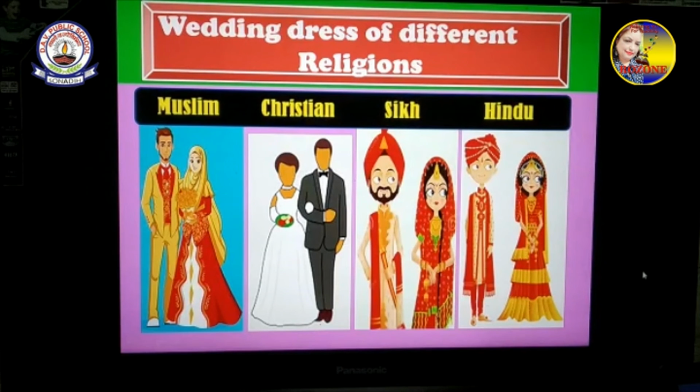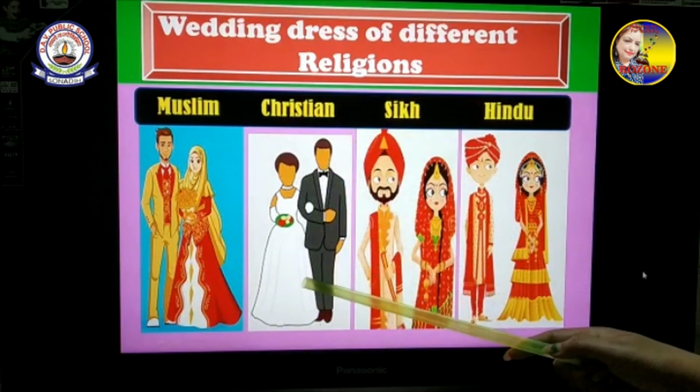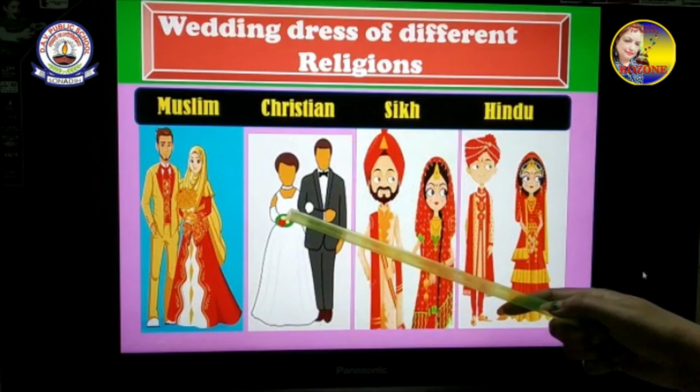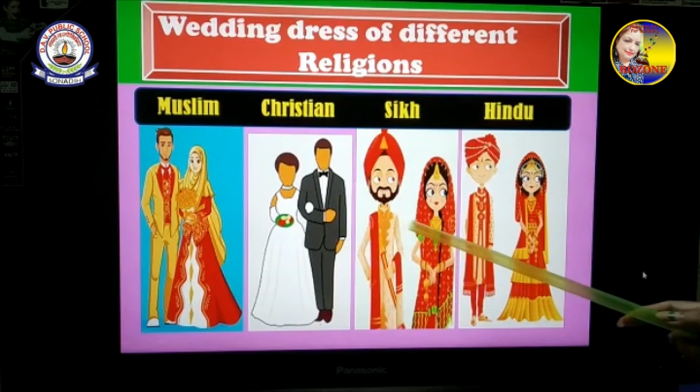Now we will see that in the different religions also the dresses are somewhat different. You can see the Muslim religion, their dress is somewhat like this. Christian religion, their dress is somewhat like this. The bride and the bridegroom, bridegroom and the bride. You see in the Sikh religion and in the Hindu religion. You see the dresses so beautiful, and all the dresses are looking so nice. No? So all this based on the what?